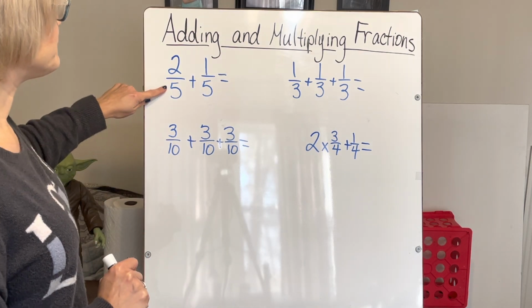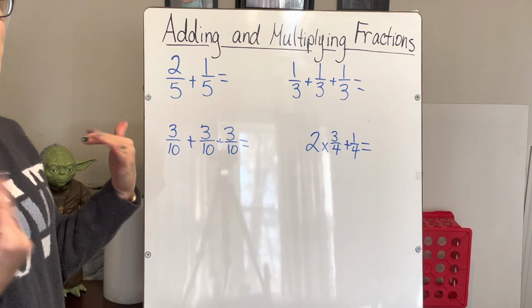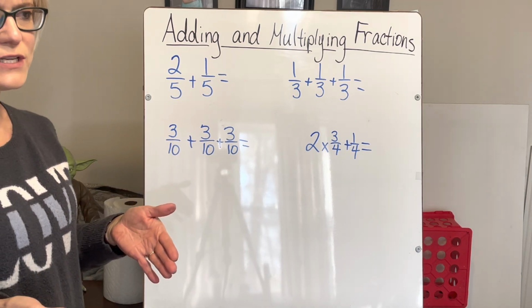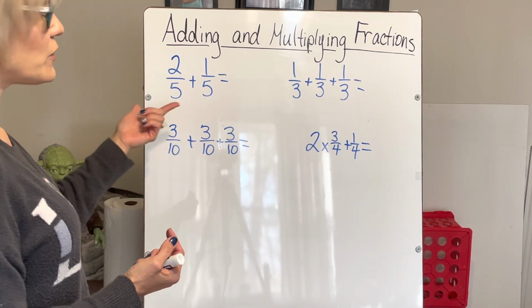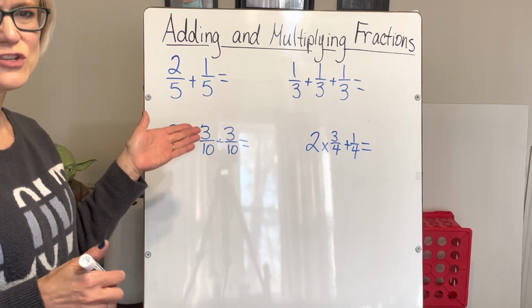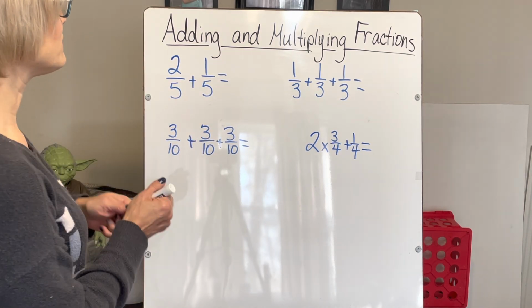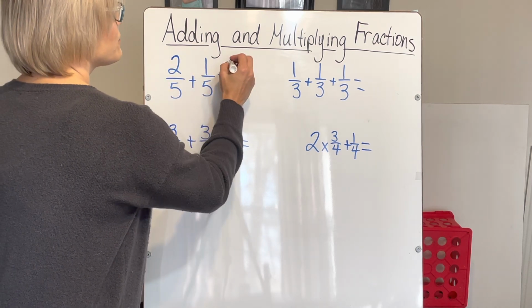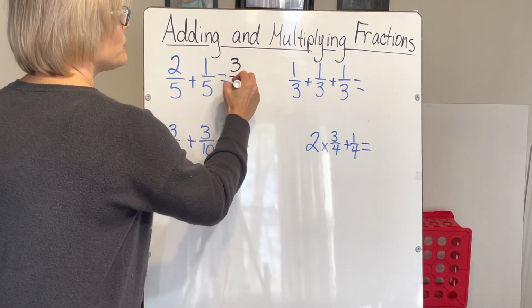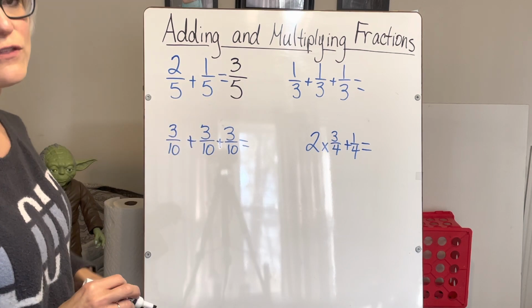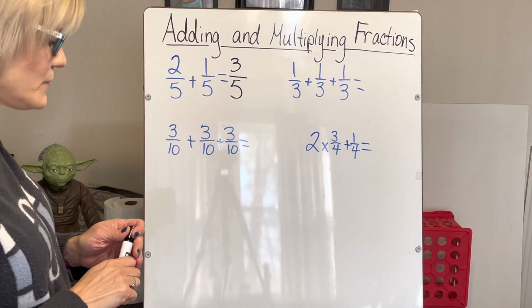So we've got 2/5 plus 1/5. Now you remember when we were decomposing fractions, we wrote out these addition problems, so these should be pretty simple. If we have 2/5 plus 1/5, then we have 2 plus 1 is 3, and we bring the fifths across. We've got 3/5. All right?